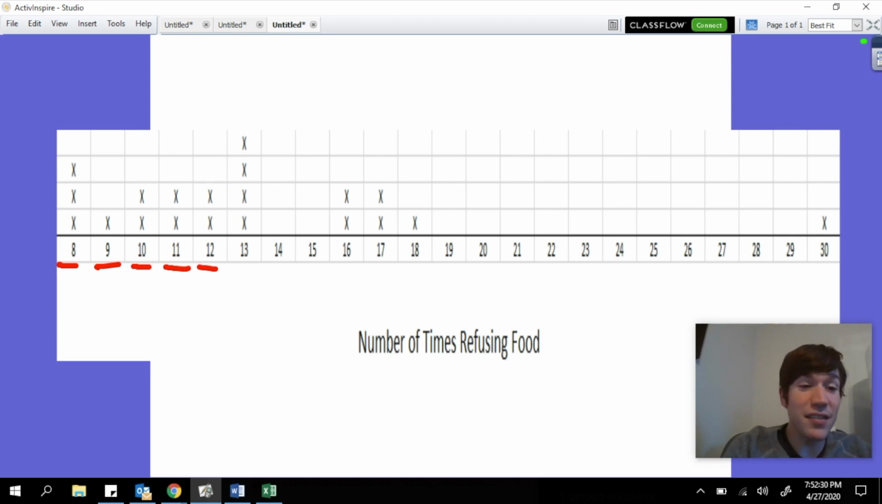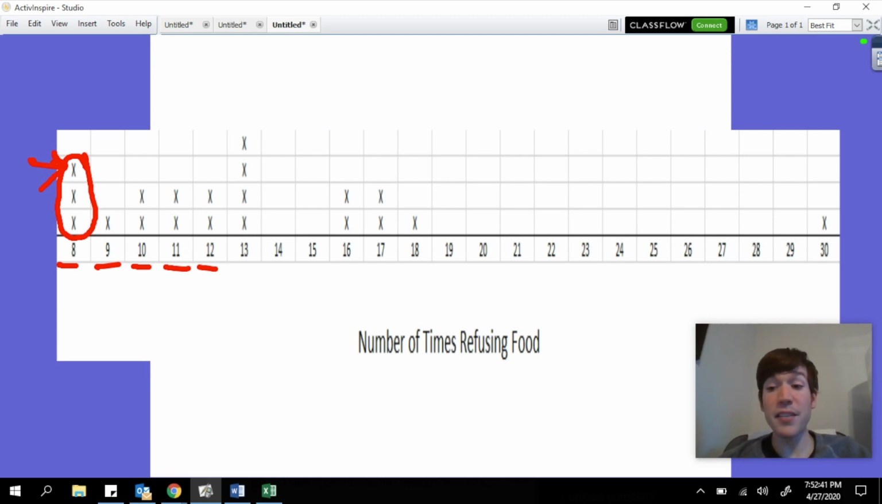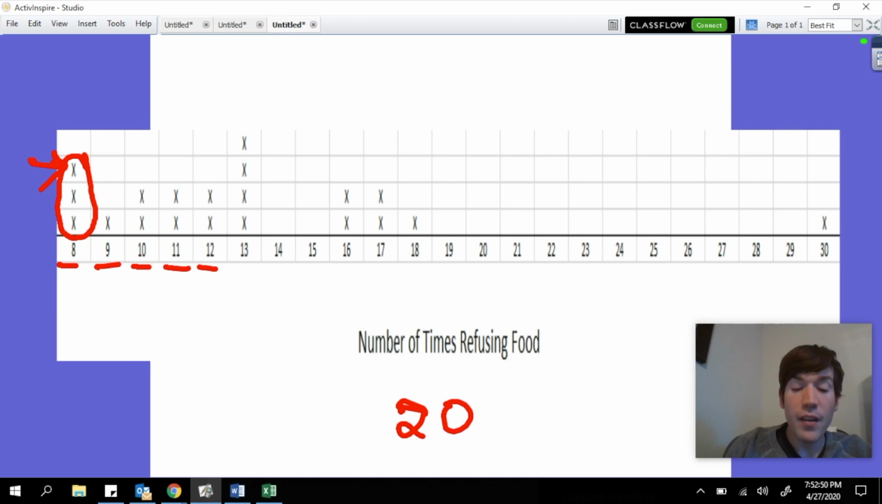Now the X's here represent the number of days that happened. So, for example, there were 3 different days. That's why you see 3 X's that she refused food 8 times. You'll notice that there are a total of 20 X's on this particular screen. That's because I did this over the course of 20 days.